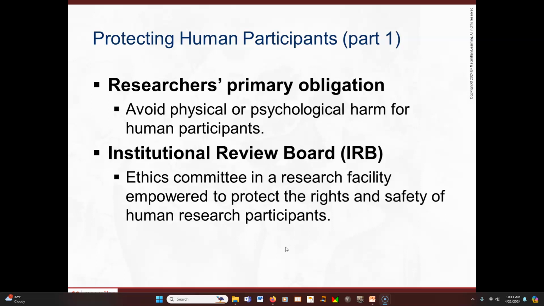As we discuss all of these different types of research with human beings, we have to keep in mind that all researchers have to abide by a code of ethics. The researcher's primary obligation is to avoid physical or psychological harm for human participants. Their research is commonly reviewed by what's called the Institutional Review Board.